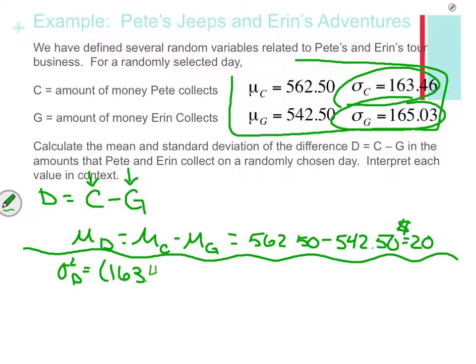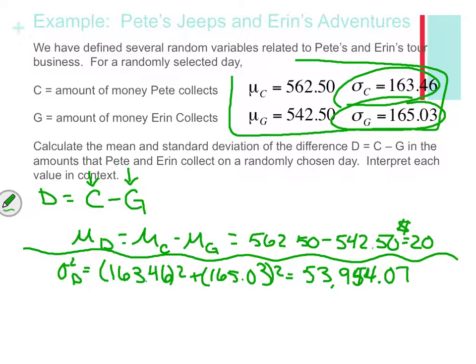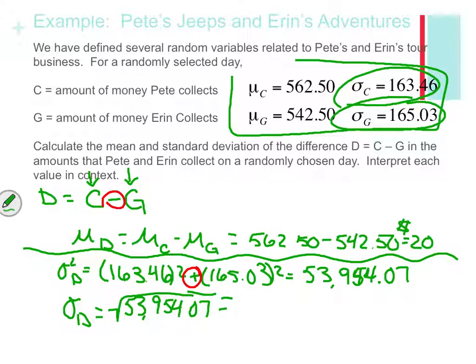So 0.46 squared plus 1.6503 squared. And I end up with $53,954.07. Again, just because I'm finding the difference doesn't mean that I subtract, I still add. So the standard deviation is then found from square rooting $53,954.07, which is $232.28.